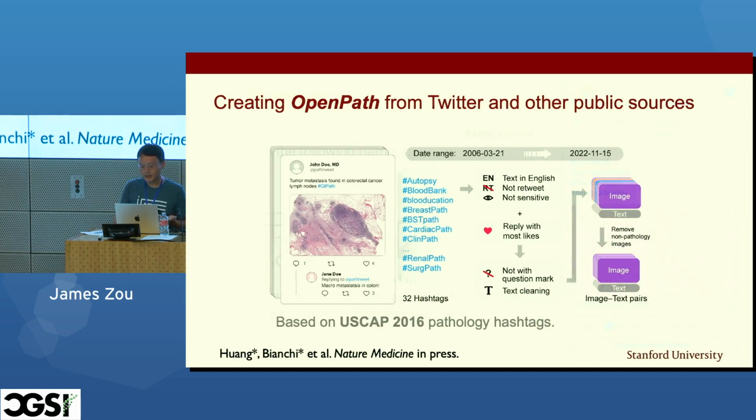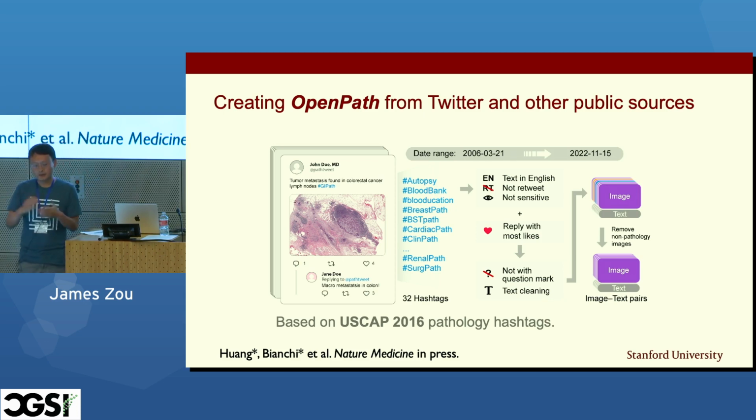So what I want to do today is to first tell you a bit about how we curate this data set from Twitter. We call this data set OpenPath. It's all publicly available. And in the second part, I will tell you about how we can leverage this OpenPath data set to build one of the first visual language foundation AI models to help us understand pathology images and text.